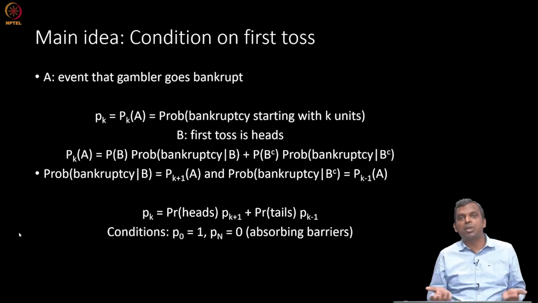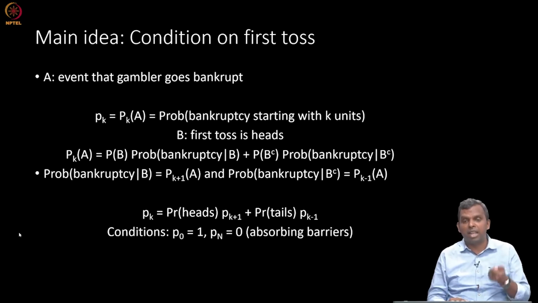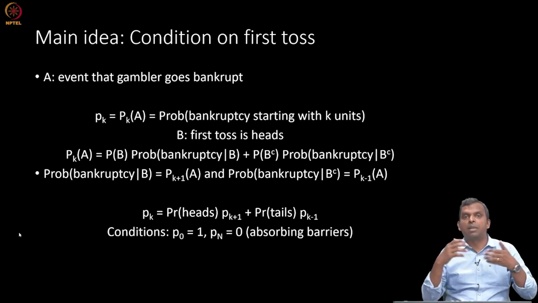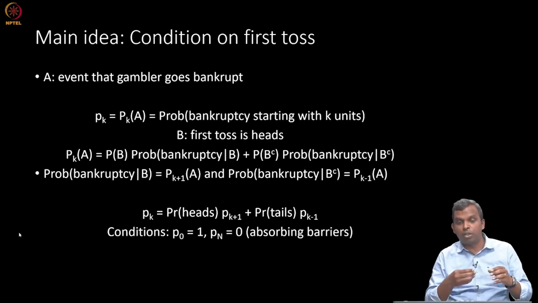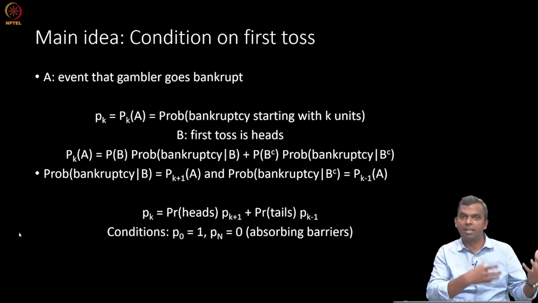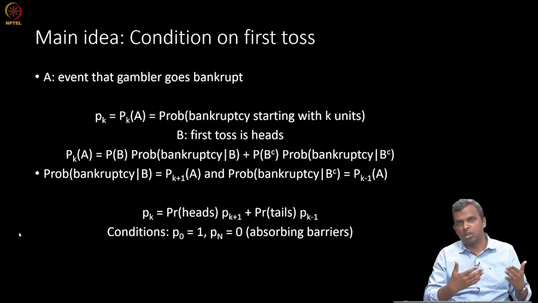Now I already have a notation for this, isn't it? Pk of A is the probability of bankruptcy given you have k units of money with you. When you have k plus 1 units of money with you, it is simply Pk plus 1 of A. That's just a notation, but you see how the probability spaces are connected. The one that you started with k, now you're starting with k plus 1. That's the new space when you condition on the first toss.